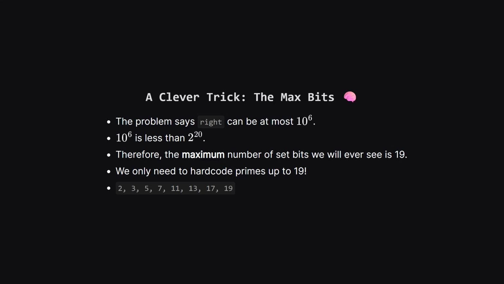Now, here is a really clever trick from the editorial that saves us from writing a complicated prime checking function. The problem constraints tell us that the maximum number we will ever check is 1 million. 1 million is smaller than 2 raised to the power of 20. Because of this, the absolute maximum number of set bits any number in our test can possibly have is 19. That means we don't need a heavy math function. We can just hardcode a small list of primes up to 19 and check against that list.